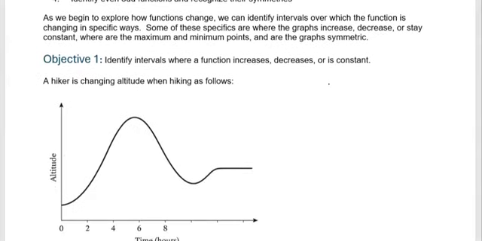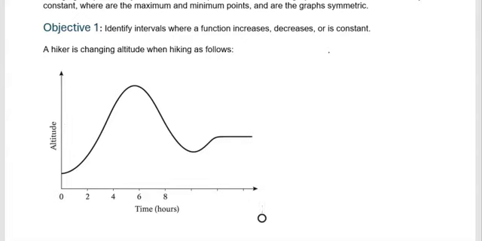All right, so let's start with a basic application. I've got a hiker hiking a long hike. He's 8 hours in. He goes up a mountain, comes down, goes up, and just levels off on a ridge. So let's finish this x-axis. Long hike, 14 hours, and then we'll just say he stops at 14 hours. Let's cut it off there.